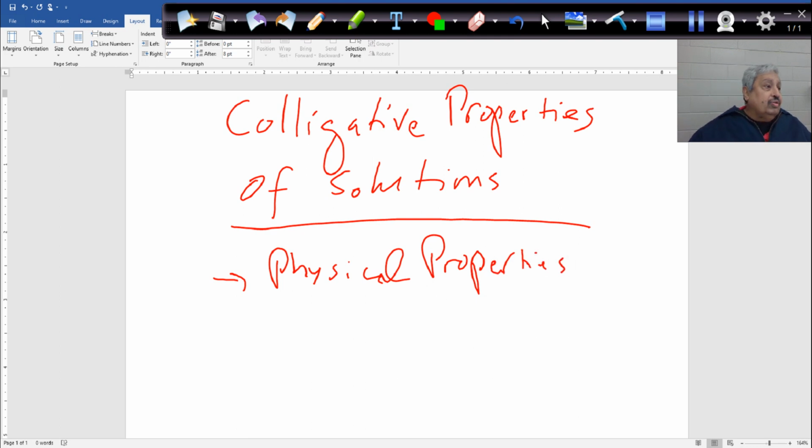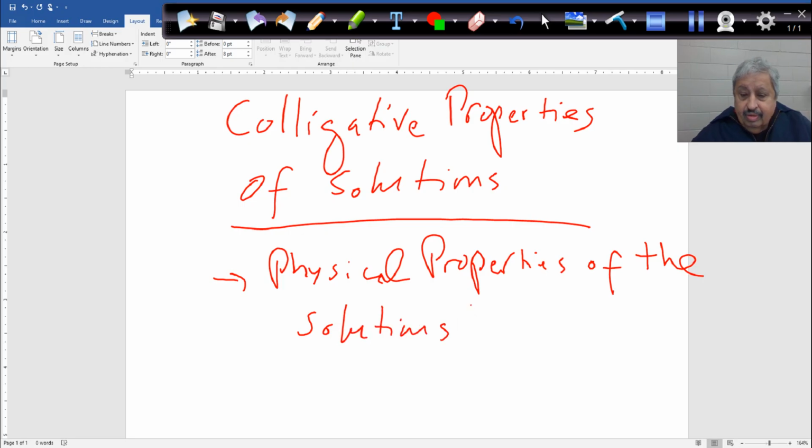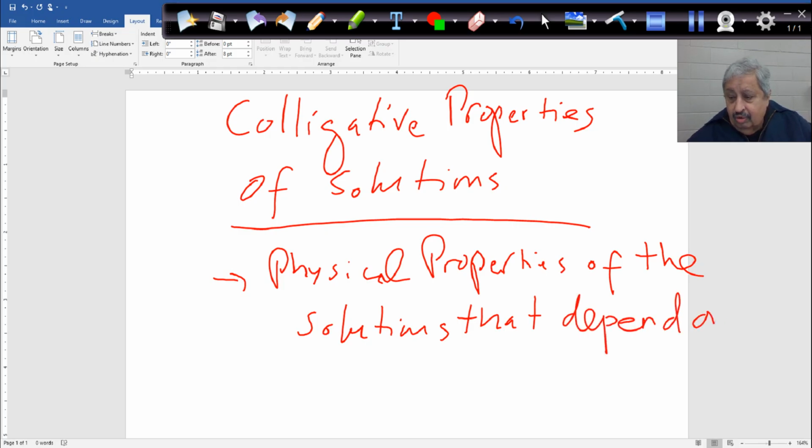That really depends on the amount of the solute itself, the amount, the physical properties of the solution, that depend on the amount of the solute.